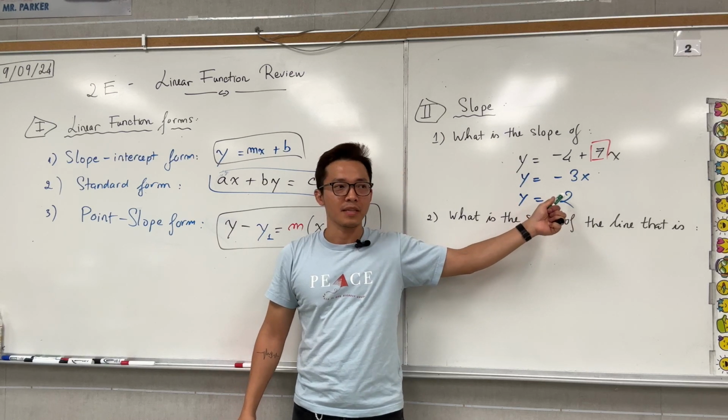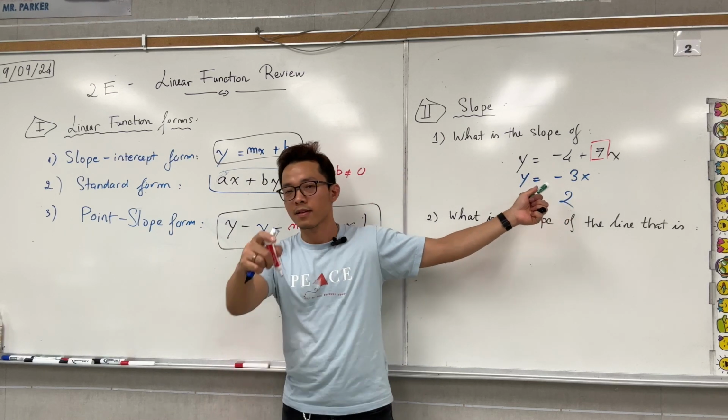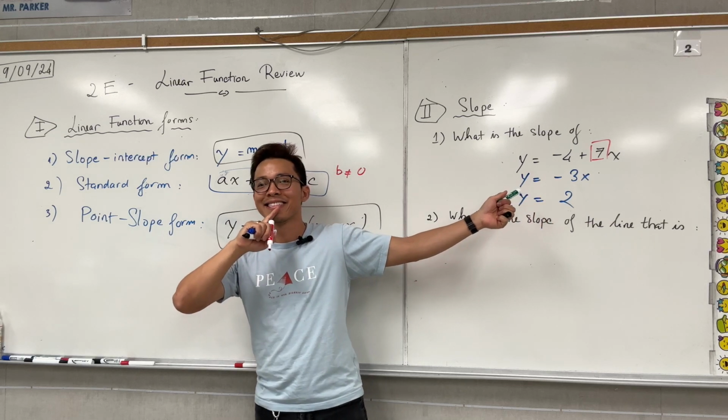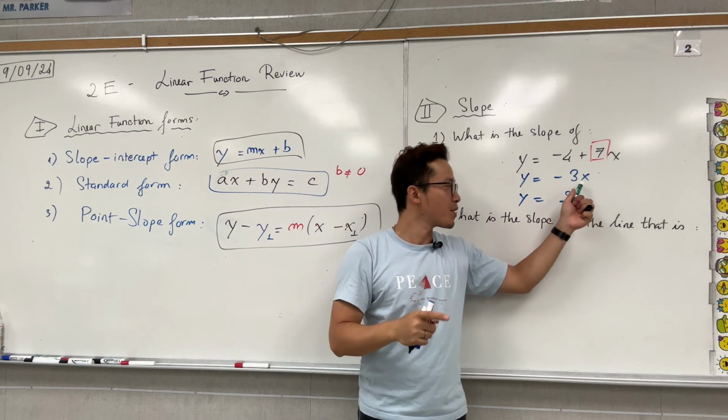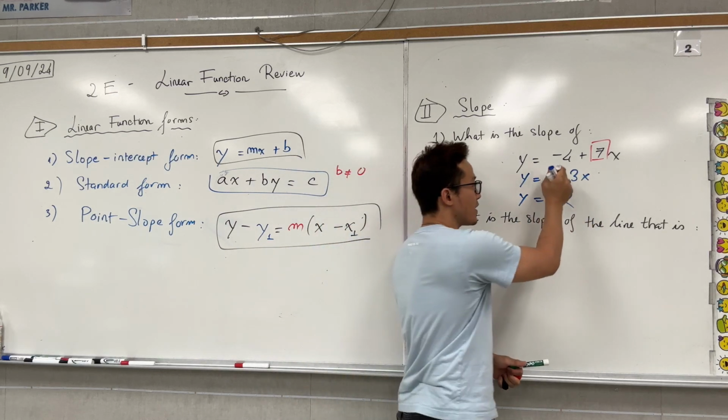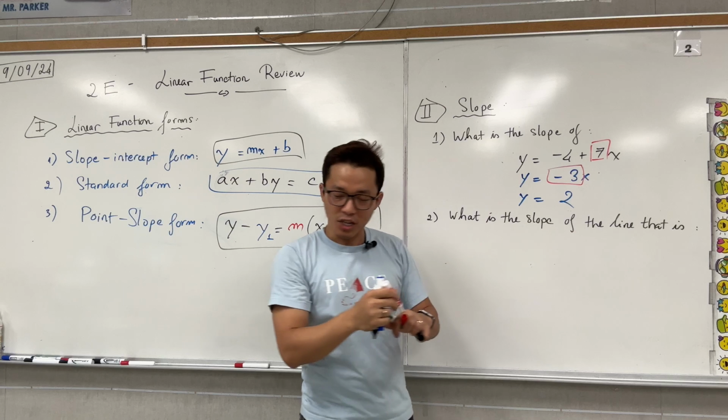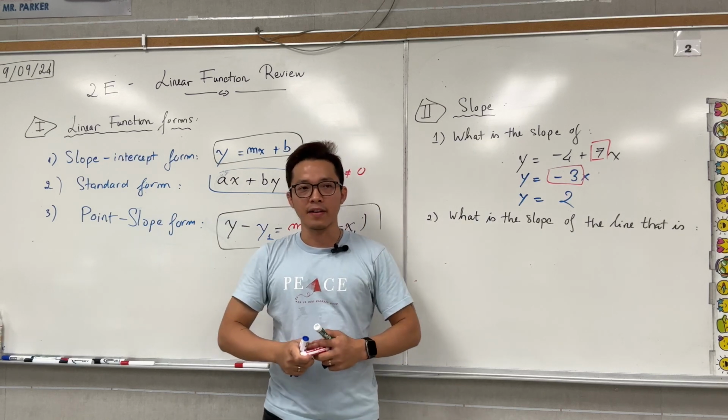The second one, easy point, right? Gabriel: -3, easy, right? Just the one in front of the x, that's it.